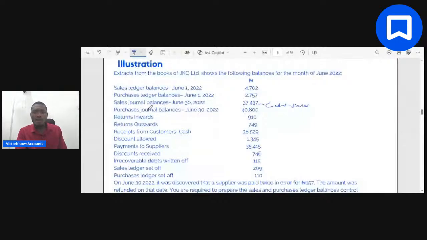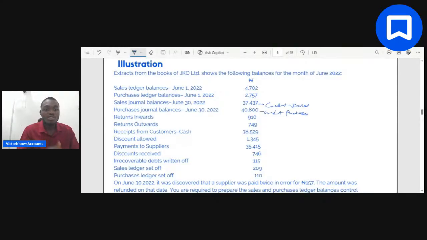Your purchase journal balance, this 40,800, is your credit purchases. Don't forget, you record your credit sales in your sales journal, your sales day book, while your credit purchases go to your purchases journal or purchases day book. So when you see purchase journal balance, you know that we are talking about credit purchases.